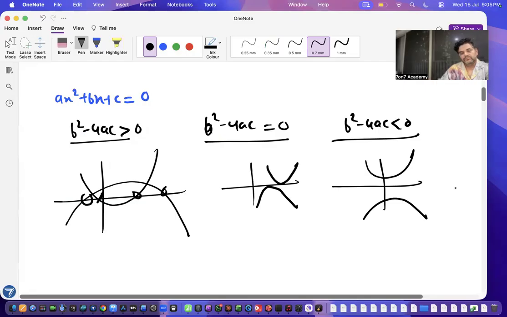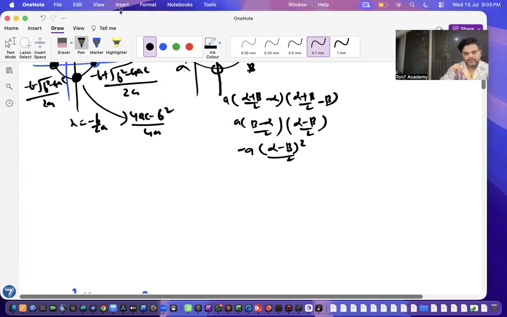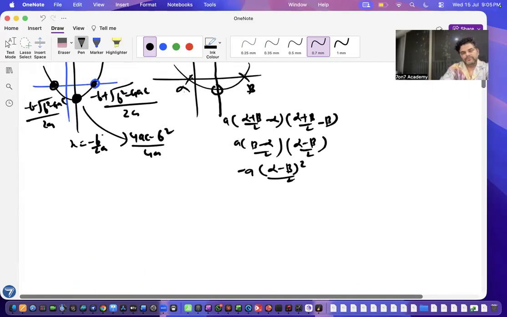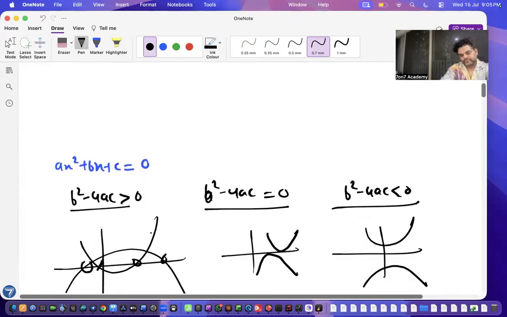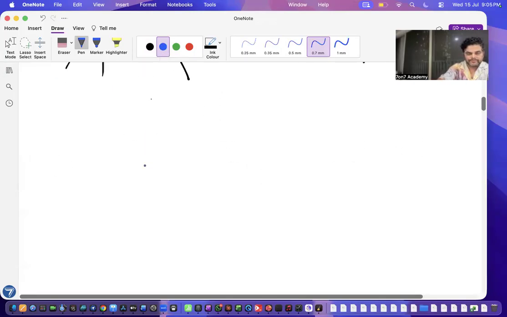Okay, so that's how it is. So when does it go through the x-axis? Here it goes through the x-axis. So two distinct roots when this is positive, one root when it is zero, and no roots when it is negative. Do you understand that? Yes. No issues. So moving ahead.